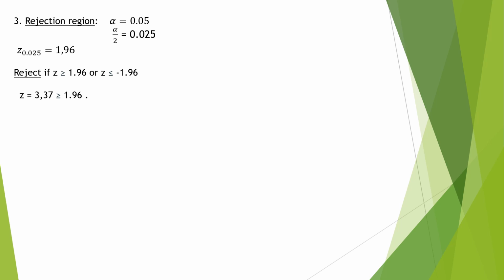Okay, so now the third step includes finding the rejection region. So we have our alpha, which was given as 0.05. Now we know that this is a two-tailed test, so we need alpha over 2, 0.025. From your tables, you can get this value, which is 1.96. Now we are going to reject if my Z, the one that I found in step 2, is greater than or equal to 1.96, or if it is less than or equal to minus 1.96. And clearly 3.37 is greater than or equal to 1.96.